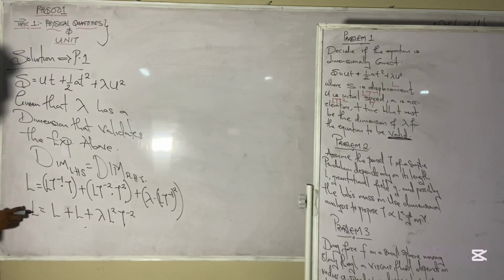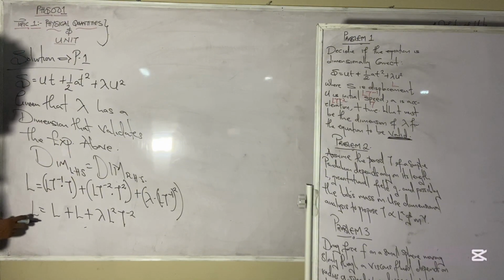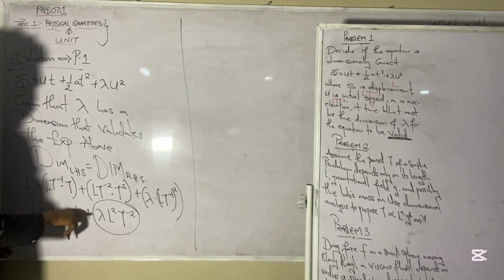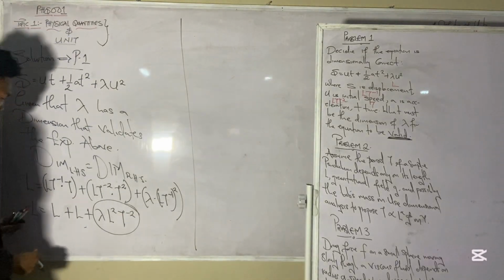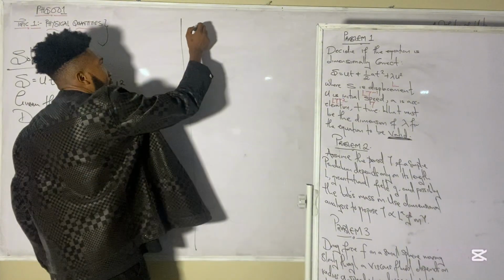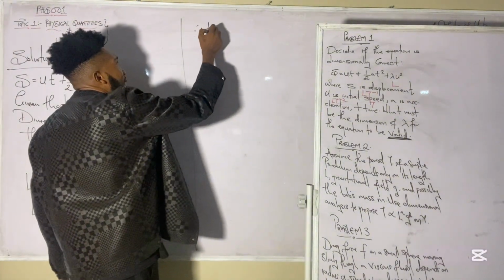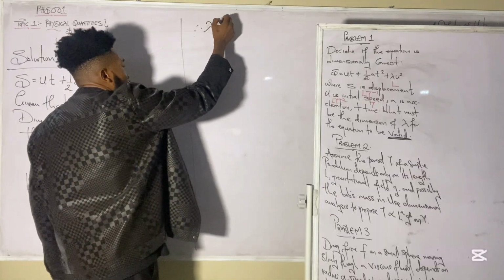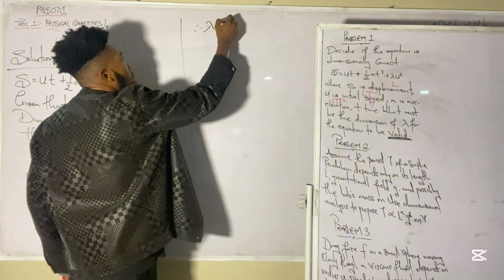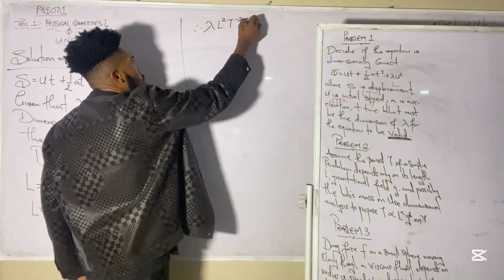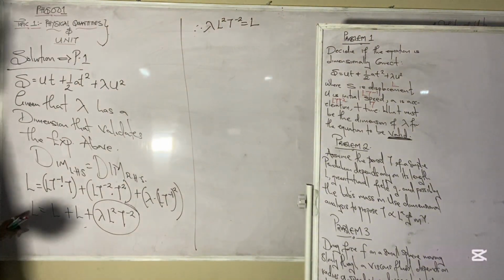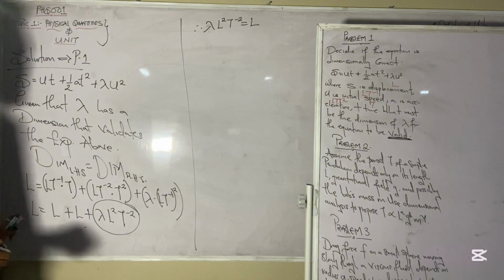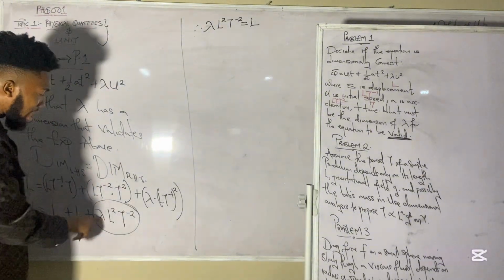We already know that the dimension of this side is L. So that tells us automatically that everything here should also give a dimension equal to L, the left hand side. Therefore it's imperative that lambda L squared T minus 2 should be equal to L, because we've seen that the dimension on the left hand side is L. Just the way this place is L and here is L, here should also be L. So we want to know what lambda should be to make this place L.